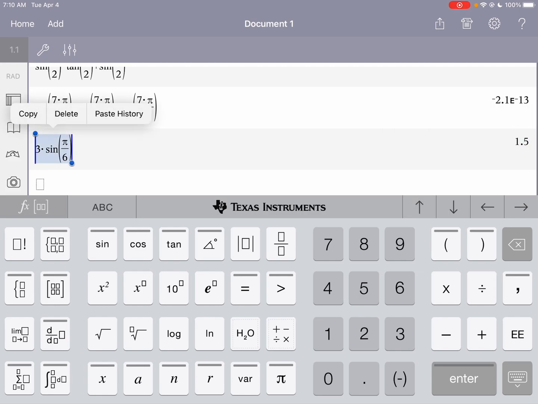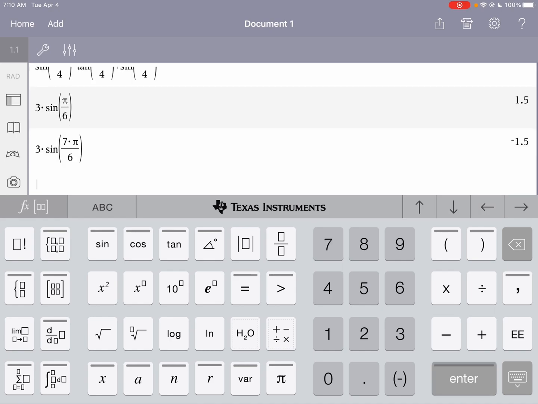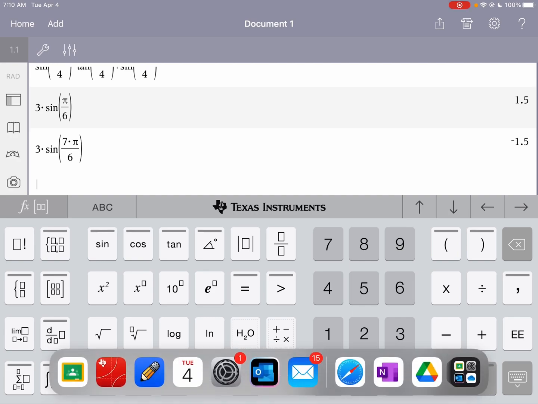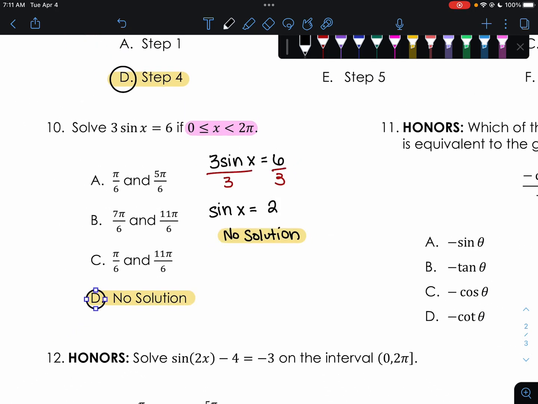I go up 2 times, press enter. I'm going to change this to 7 pi over 6. Again, I get a -1/2. I go up 2 times. Well, I already see that C has pi over 6, and we said pi over 6 did not work. So none of the answer choices worked that had numerical values, which leads me again to confirm that my answer is no solution. So if you're not in honors, that's done. You can stop watching the video. If you're in honors, we have 2 more questions.